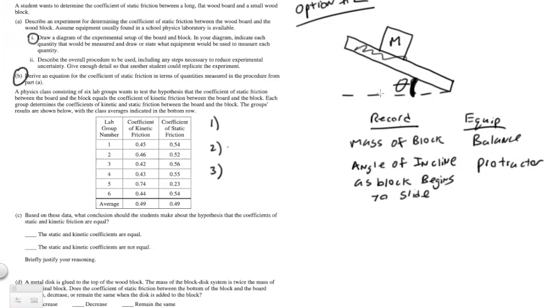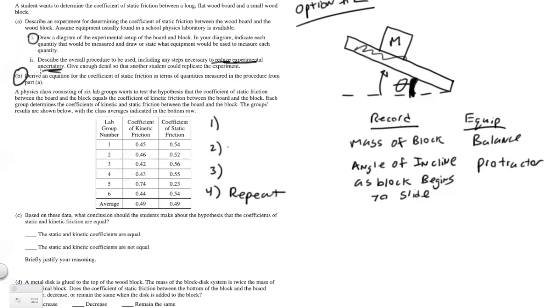So we're going to gradually start to increase the angle between the board and the horizontal surface. And then step 3, record using a protractor the angle of the incline when the block begins to slide. Record using a protractor the angle of the board when the block begins to slide. And then step 4, and this is about reducing uncertainty. We want to reduce experimental uncertainty. You're going to say repeat multiple times. That will reduce your uncertainty.